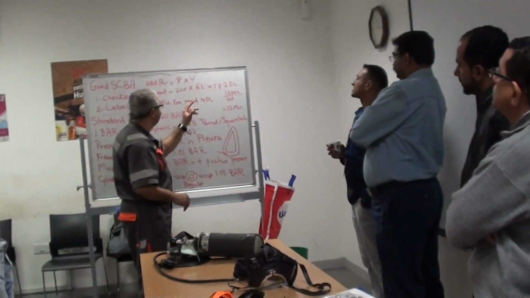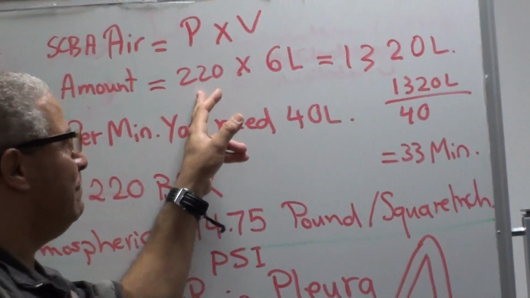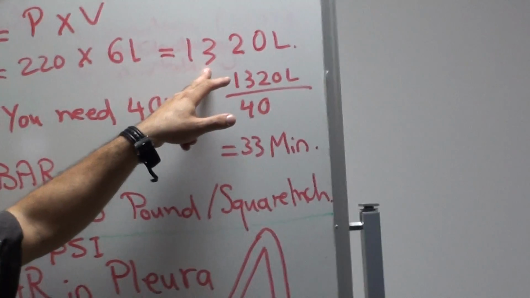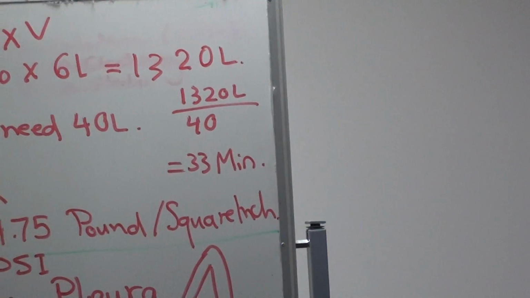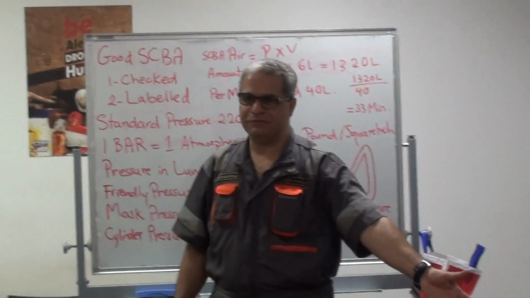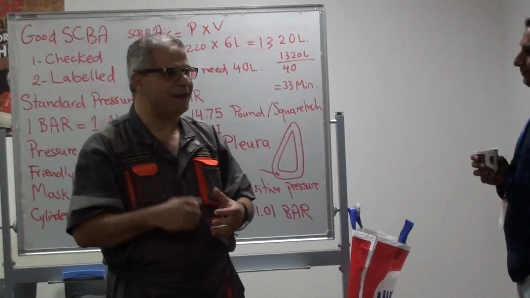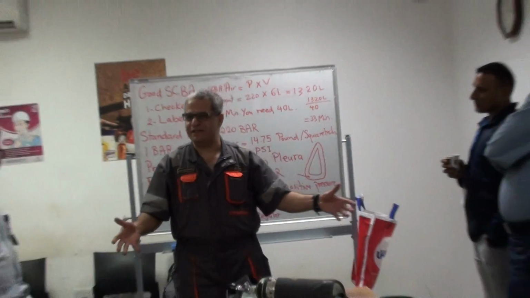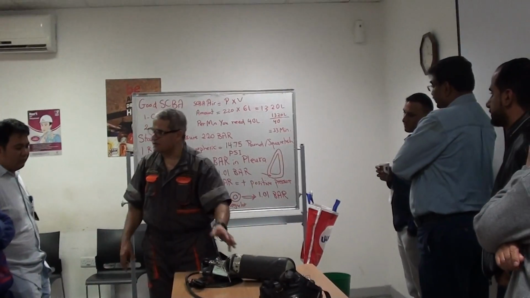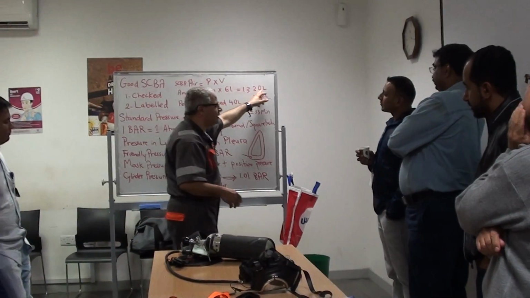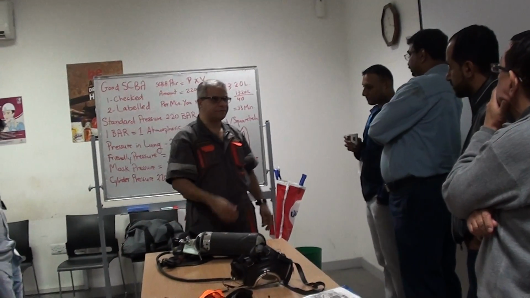If I have 220 bar, it means in a 6 liter size, I accumulated 1,320 liters of compressed air. This is the way we calculate it: the pressure times the volume. We know the pressure, how much atmospheric pressure we are pumping inside. The volume is constant, 6 liters. Okay? 6 times 220 equals 1,320 liters of compressed air available for use inside this apparatus.